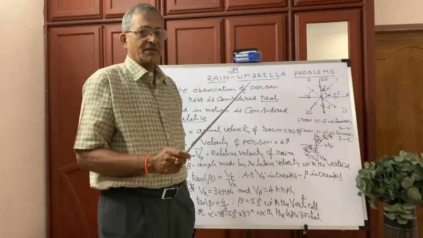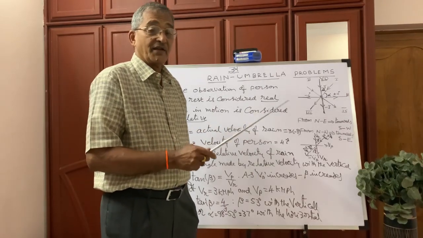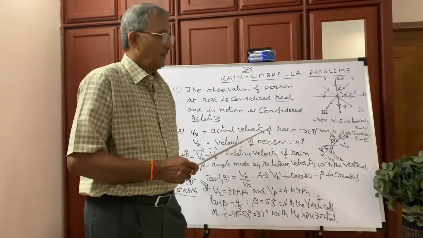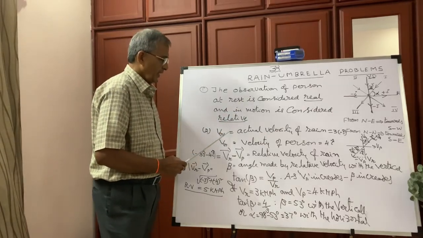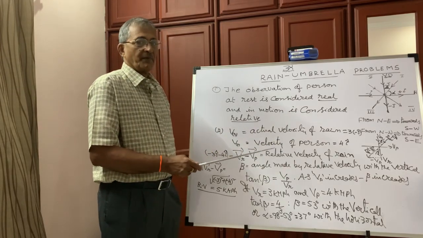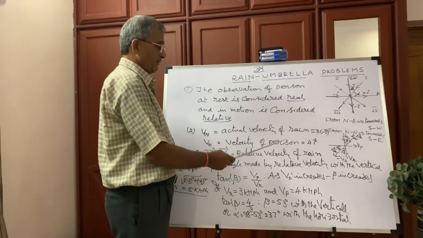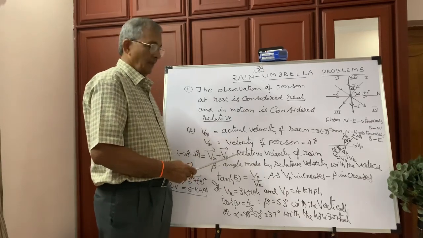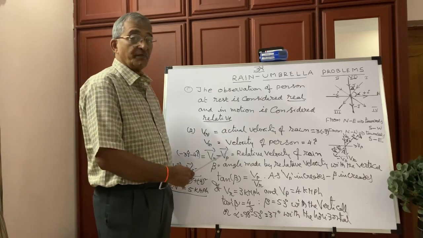Because there are only two velocities in these examples. One is the person's velocity, another is the rain velocity. And another thing is the relative velocity of rain with respect to person. If VR represents the actual velocity of rain, that is when the person is at rest, and VP represents the velocity of the person in the horizontal direction, now relative velocity, as you know, is VR bar minus VP bar.